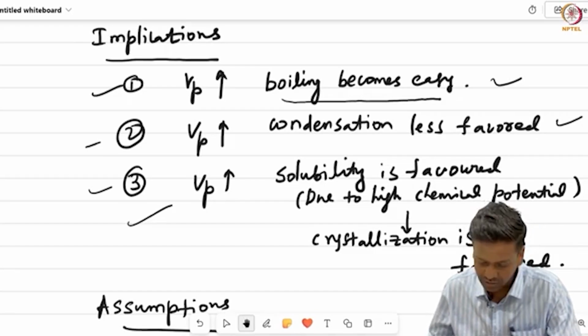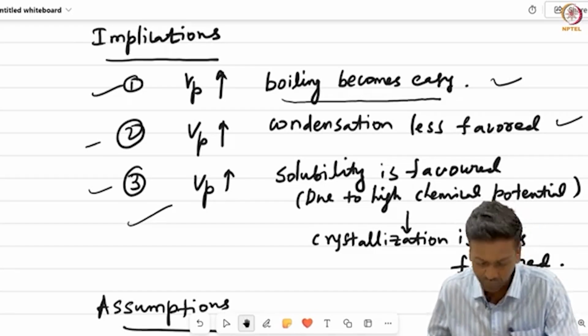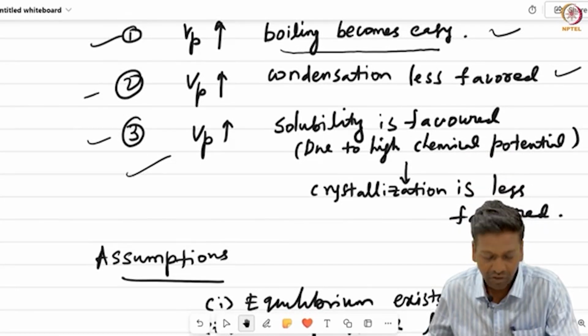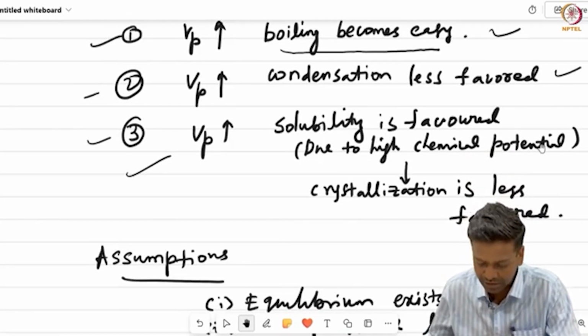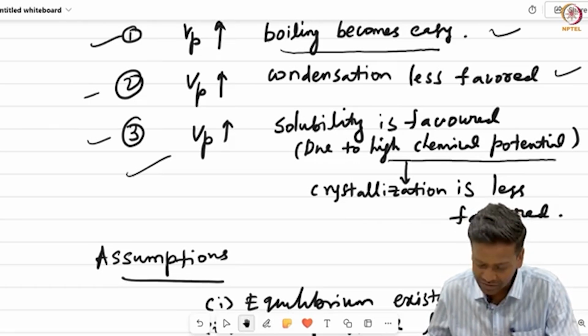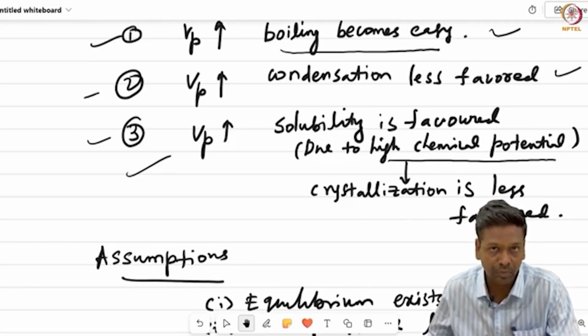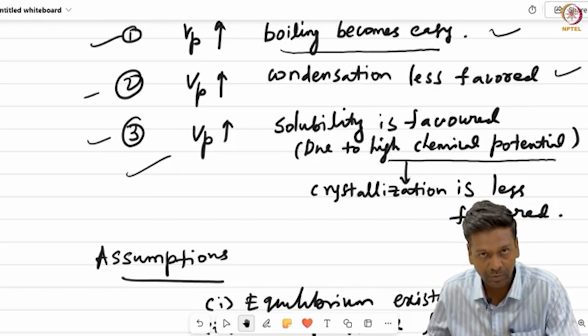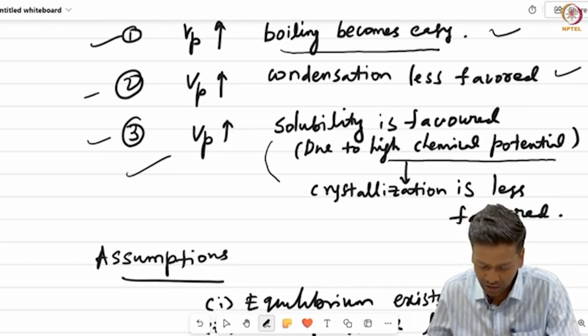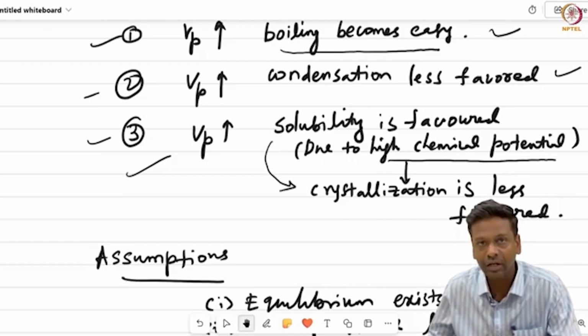Similar is the case when you deal with crystallization. Here also, as the vapor pressure goes up, you can expect that the solubility is favored. This is because of the high chemical potential that exists. That drives the solubility to a greater extent. That's why the solubility will be favored when the vapor pressure goes up. The consequence of that will be that crystallization will be less favored.